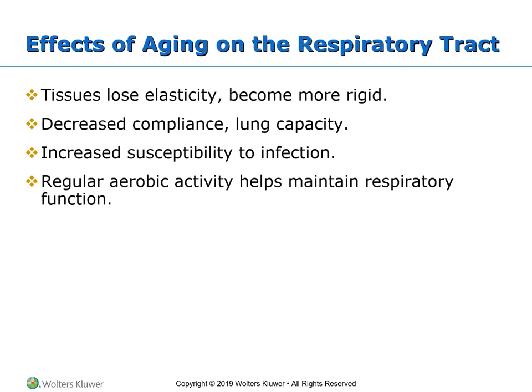The aging of the respiratory tract will, as I said before, mainly affect the amount of elastic fibers at the level of the lungs. So the lungs, and as a whole the respiratory tract, will lose elasticity, becoming more rigid. In addition, the chest wall will become more rigid as a result of arthritis in different joints, and there will be a loss of strength in the breathing muscles. As a result, there will be a decrease in compliance and lung capacity.